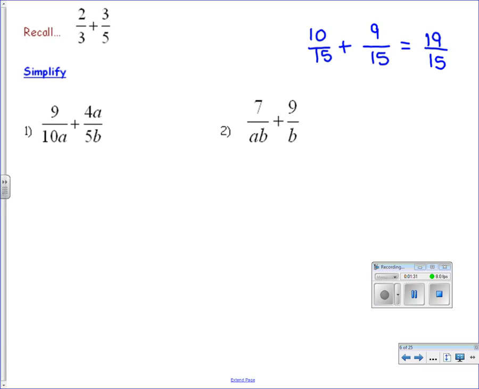Okay, so it's just kicking 4th, 5th grade stuff up a notch because we're putting letters in there. We're still going to start out with the same approach: find a common denominator, multiply by what we need to, and then put things together. So if we have 10a and 5b, what would be our common denominator? 10ab. We need the letters, so 10ab.